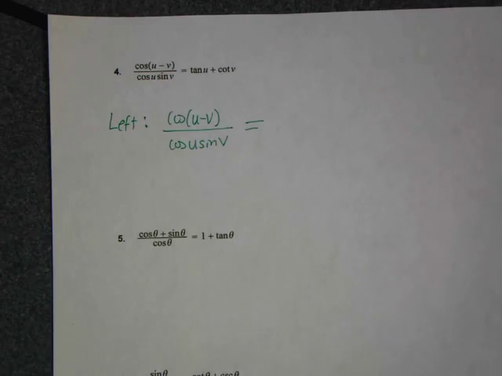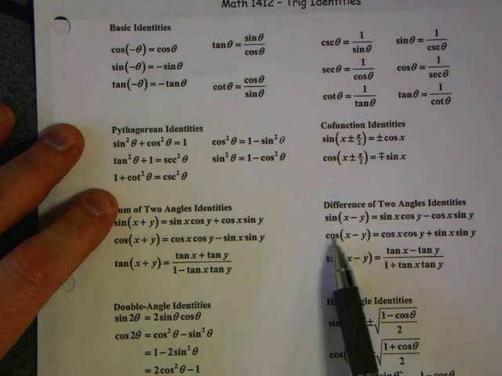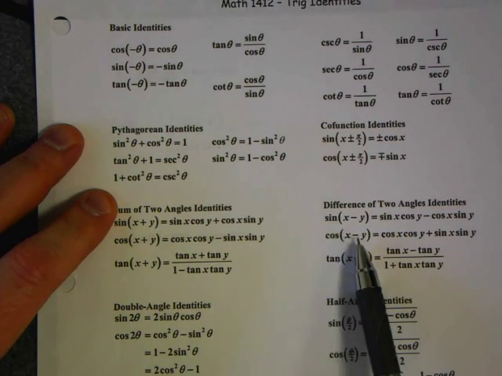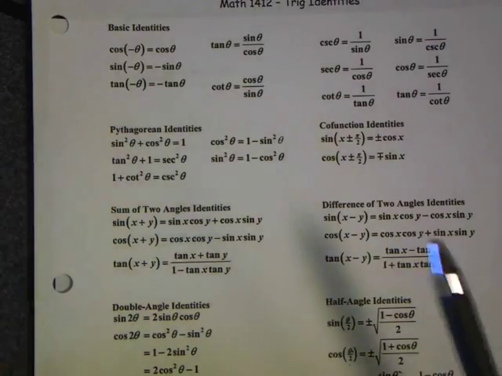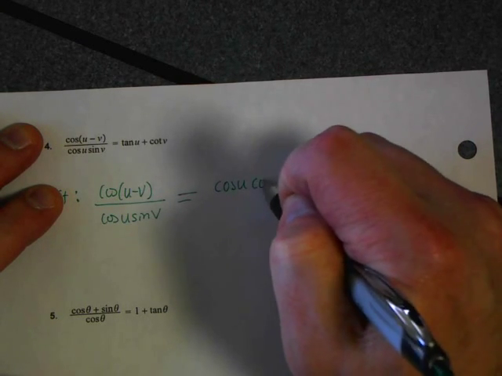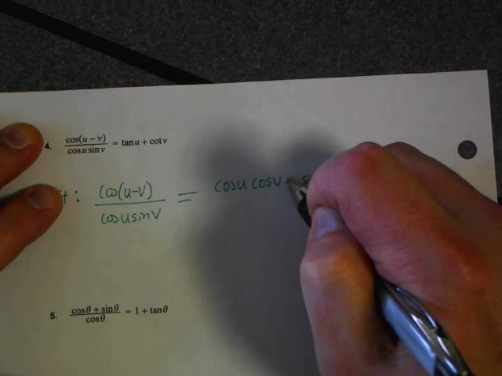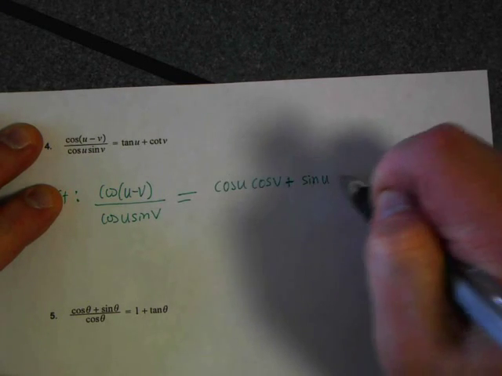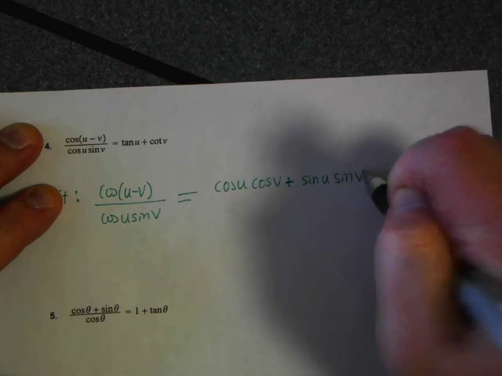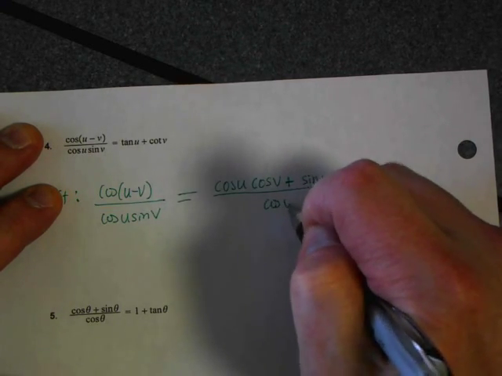What can I do with that? I can use the difference identity, cosine of u minus v. All right, so let's try that. According to that formula, it's cosine u cosine v minus, oh no, it's plus, isn't it? Plus sine u sine v. And then I'm going to divide that whole thing by cosine u sine v.